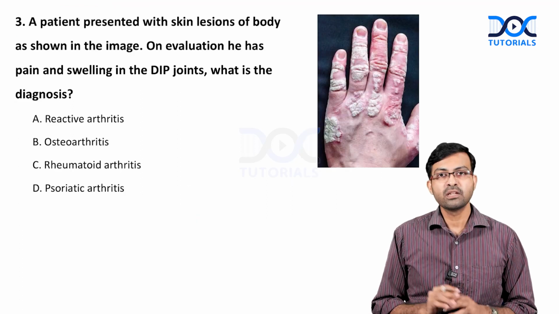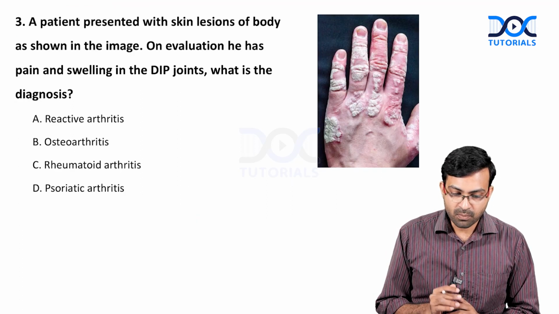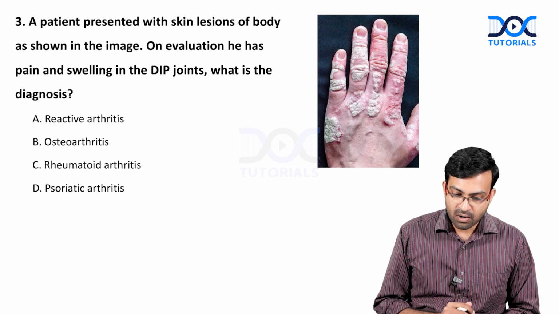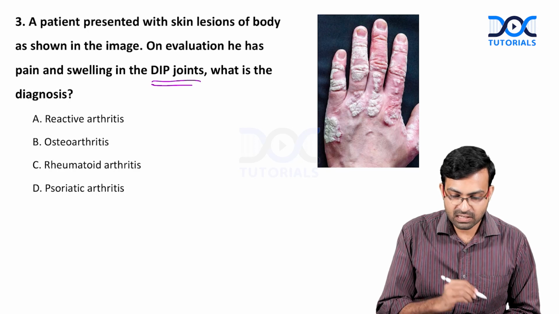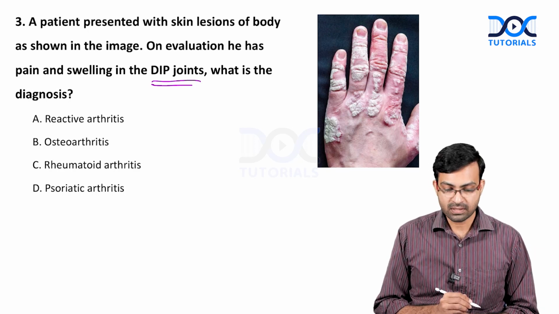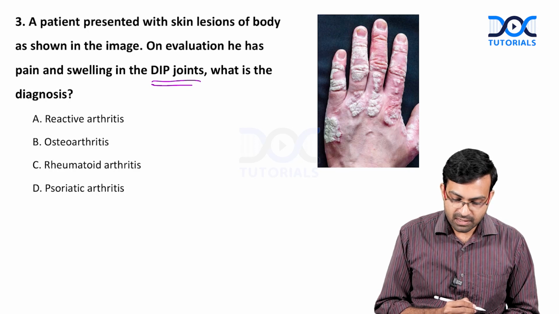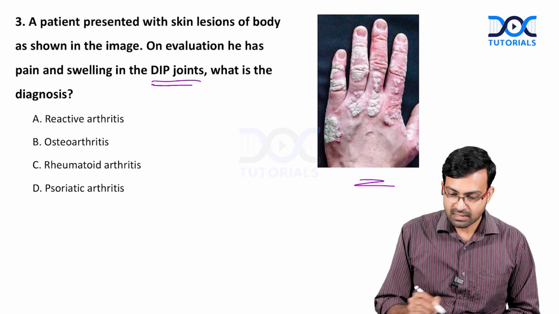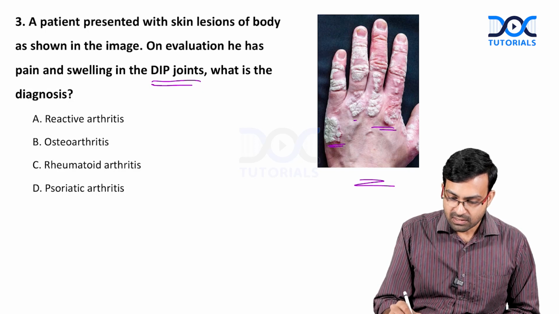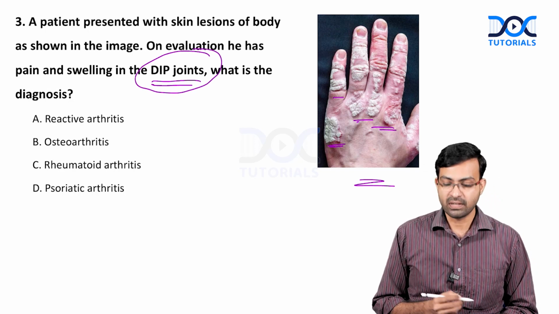Alright. Now the third question. A patient presented with skin lesions of body as shown in the image. On evaluation, he has pain and swelling in the distal interphalangeal joint. What is the diagnosis? Is it reactive arthritis, osteoarthritis, rheumatoid arthritis, or psoriatic arthritis? In the image given here, you can see that there are lesions on the skin, isn't it? Further, there is arthritis involving the distal interphalangeal joint.